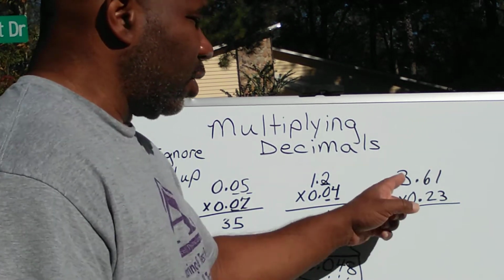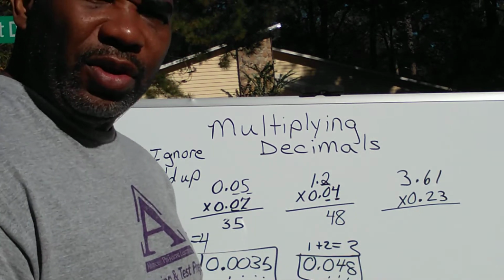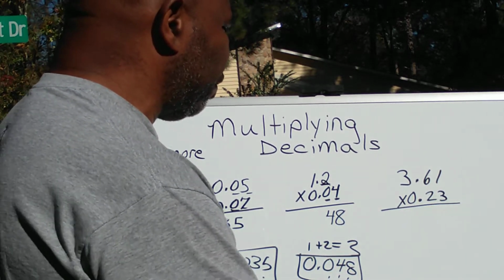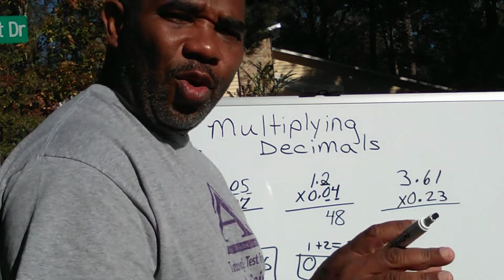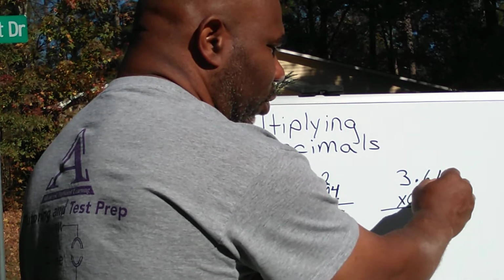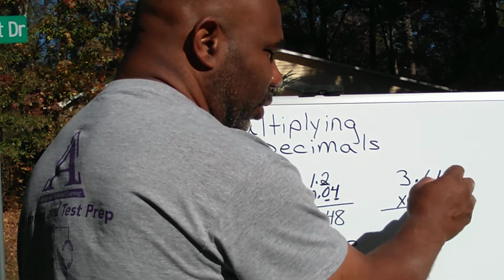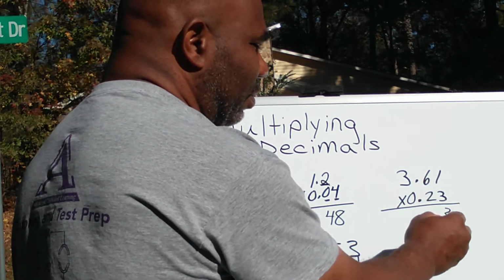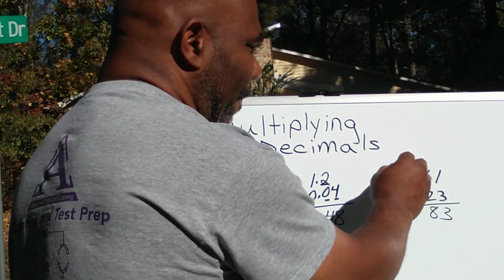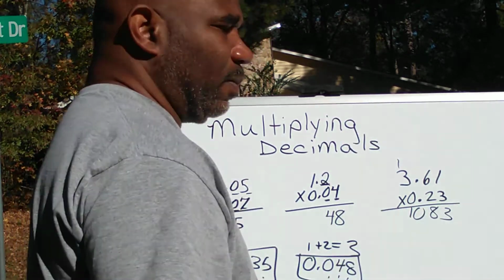And again, what if we had something a little different? 3.61 times 0.23. Again, ignore the decimals. So we're going to do regular multiplication. 361 times 3. Well, 3 times 1 is 3. 6 times 3 is 18. I'm going to carry my 1. 3 times 3 is 9 plus 1, that is 10.